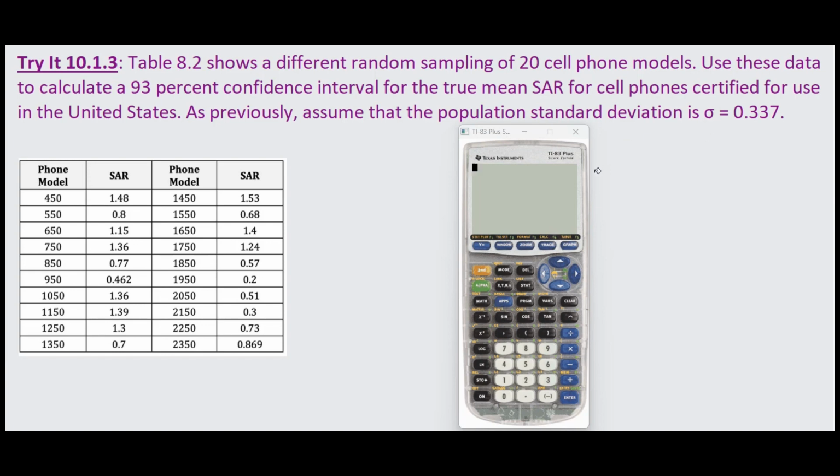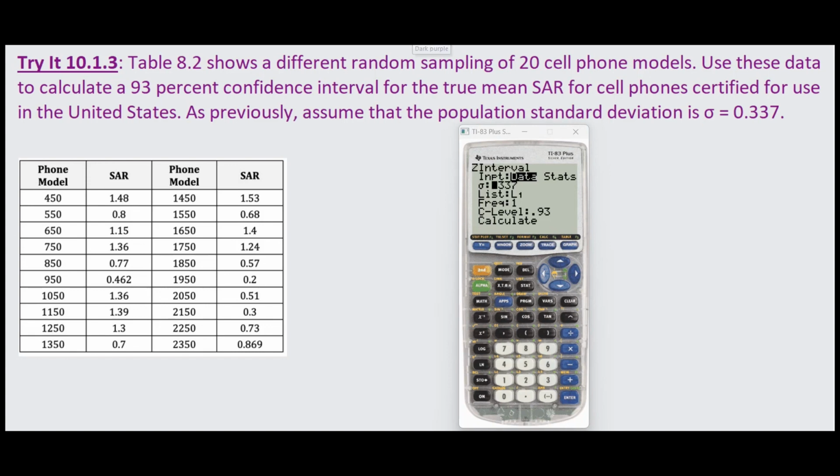So with this one, 93% isn't one that we're supposed to know the corresponding z-score for, so instead, we're going to solely rely on our calculators. So again, when we go to stat, tests, scroll down or hit 7 for z interval, this time we are going to use data. We're given that the population standard deviation is 0.337.